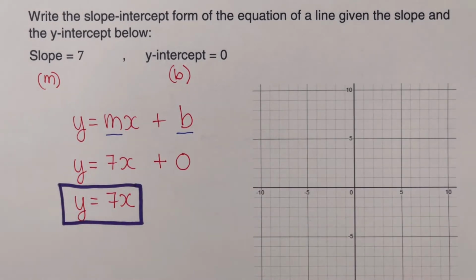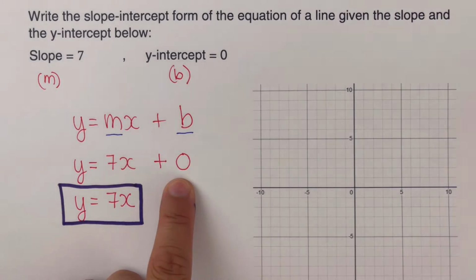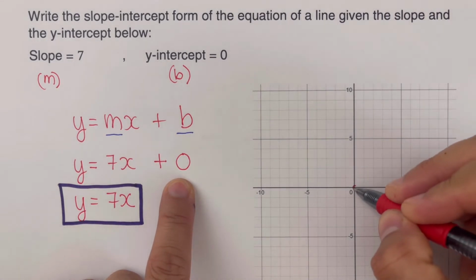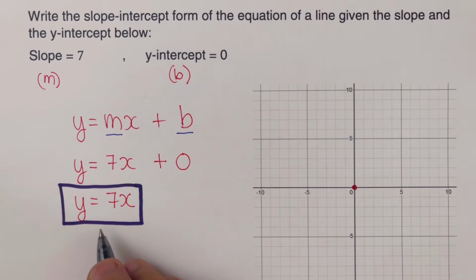So that we can graph this, we will start with the y-intercept at 0. So this is our y-intercept, and the slope is +7.